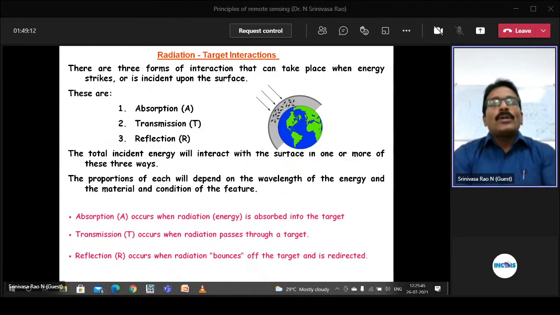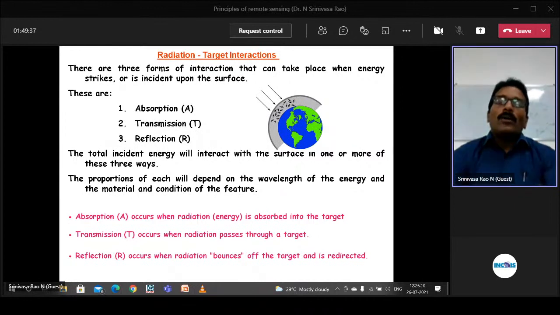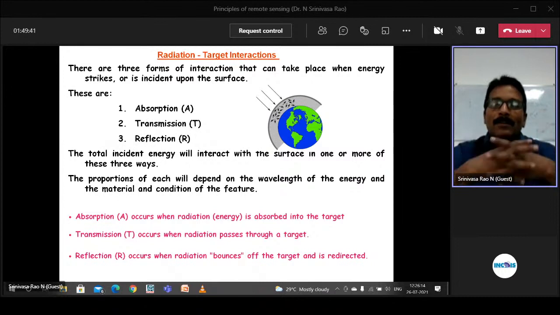Now here, once the radiation from the sun comes into the atmosphere, after crossing the ozone layer, nitrous oxide, carbon dioxide, and all the top atmospheric gases, finally it is entering with the maximum wavelength we discussed, around 480 nanometers, that is visible light. This light enters the atmosphere, and after entering the atmosphere, it falls on a target.